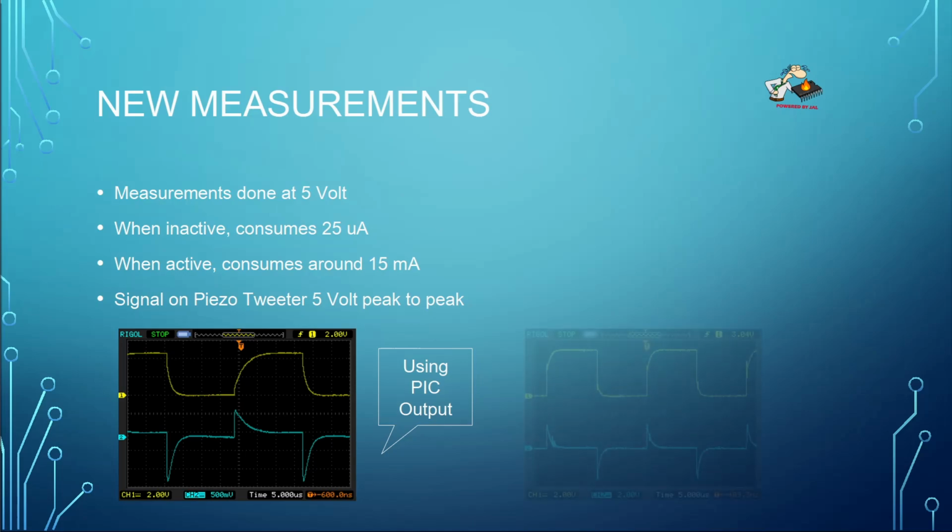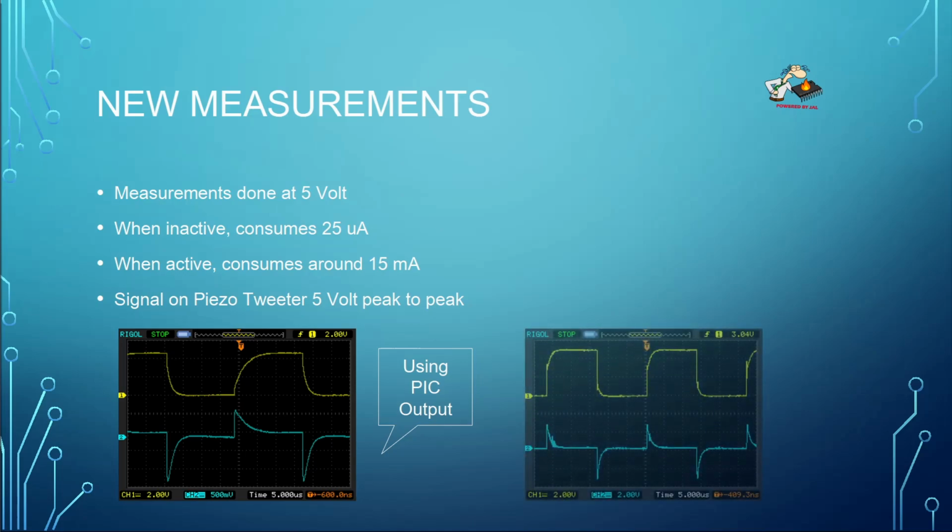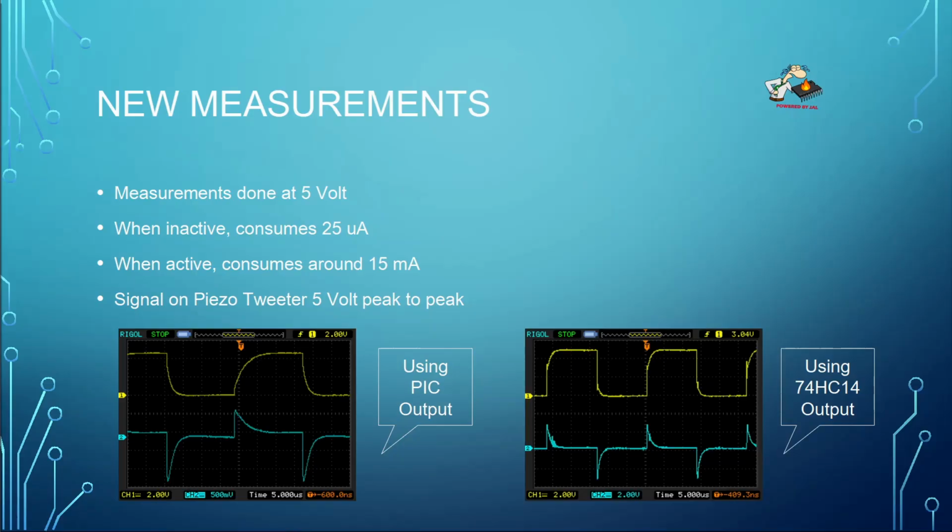Then I did the same measurement at the 74HC14, and as you can see, the signal is much steeper. But also, if you look at the blue line, it seems the same as the left picture, but that's not true, because on the right picture the voltage per division is 2 volts, and on the left it's only 500 millivolts. So the output is much higher when using the 74HC14.